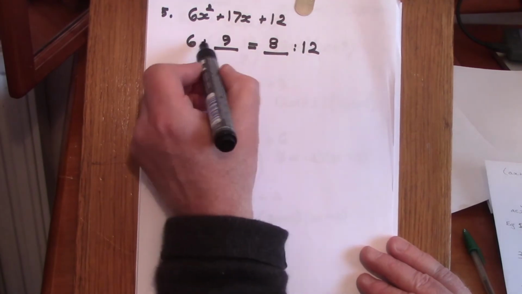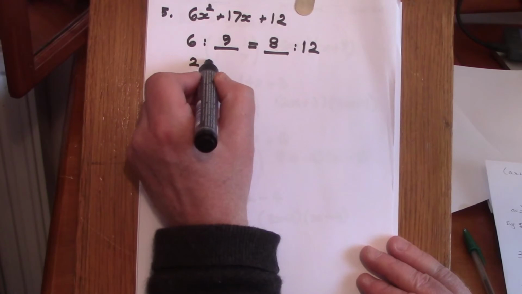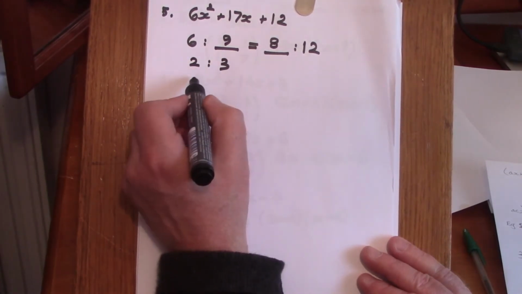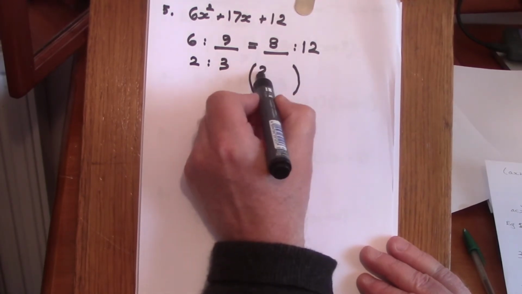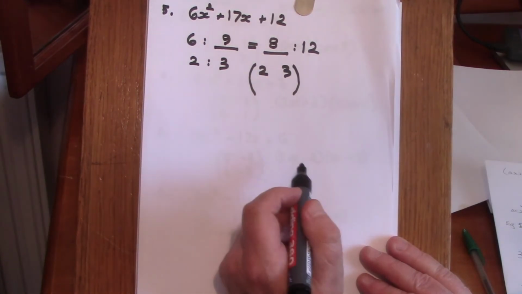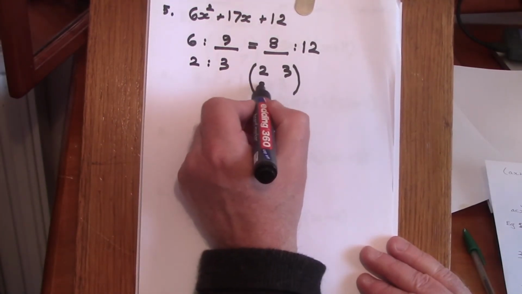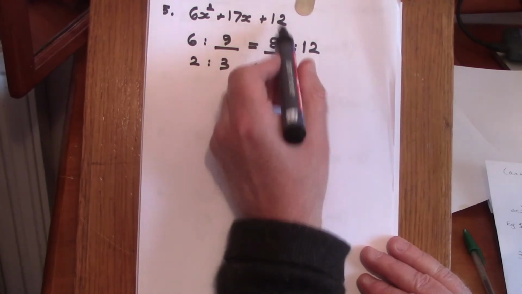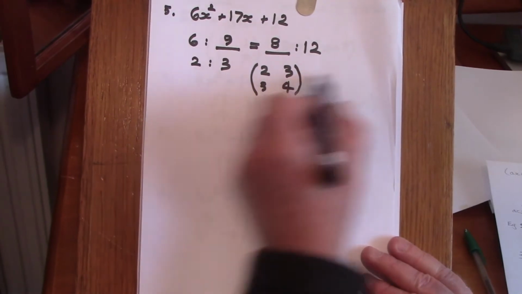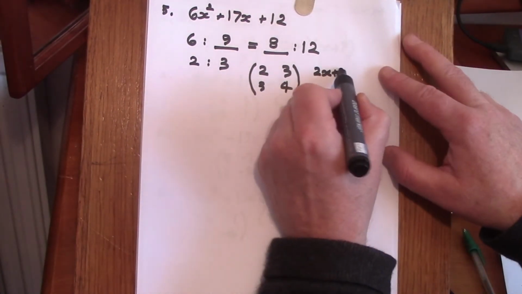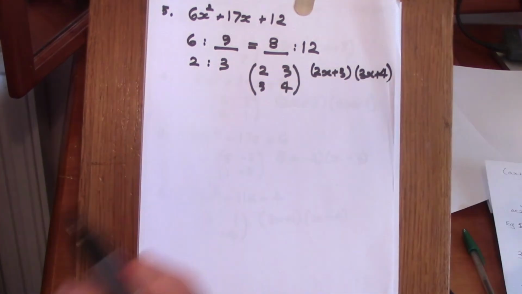These two numbers can be placed around the other way as well. And the process then is to reduce either of these ratios to lowest terms. So that's 2 is to 3. And that gives the first row of the matrix 2, 3. And from that we can easily see that 2 times 3 will give the 6, and 3 times 4 will give the 12, and we have 2x plus 3 times 3x plus 4.